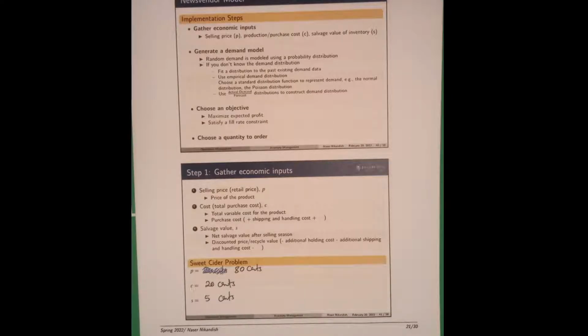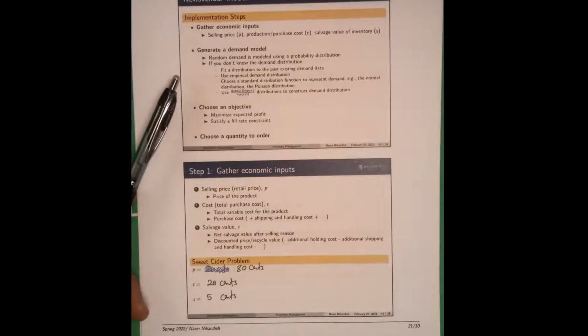These are the specific steps for implementing this model. First, we need to gather economic data. Then we are going to have a demand model. Don't let this busy slide intimidate you. This is a very, very straightforward process. Then we are going to decide about our objective function. There are two types of objective functions. One type is to maximize expected profit. The other one is to satisfy a specific fill rate. We are going to get there. And finally, decide about the quantity.